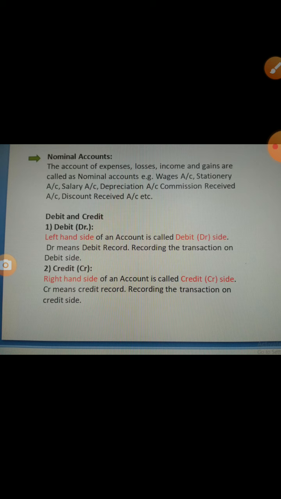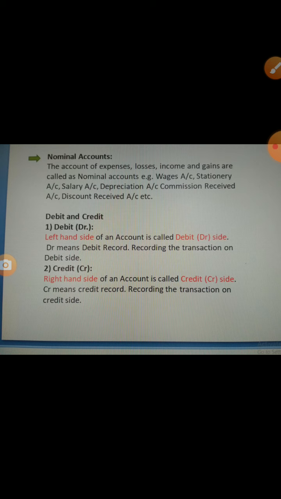So basically nominal account is related with the income, losses, gains and expenses. So any type of expenses or income that is given, it should be treated as a nominal account.